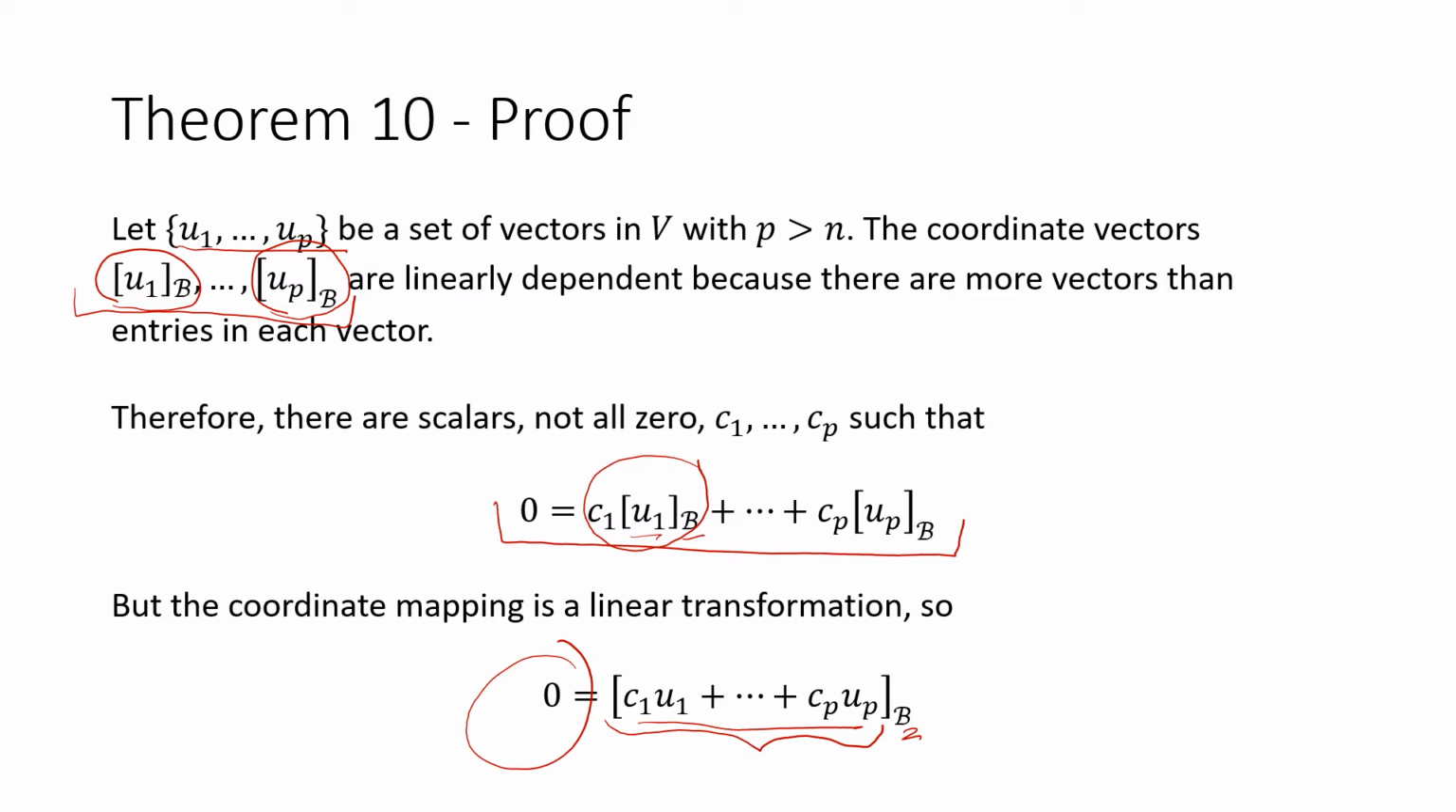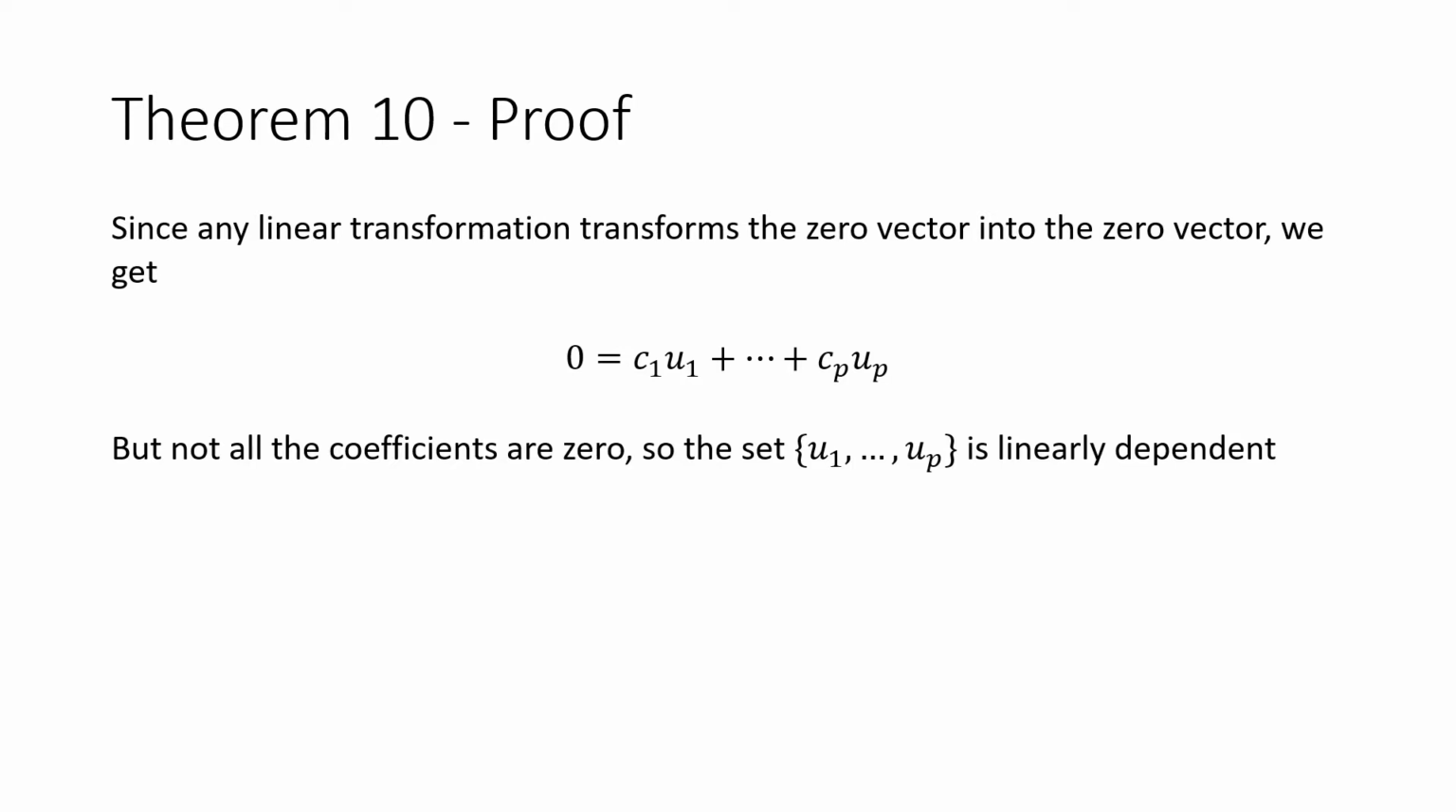So this step is using the properties of a linear transformation and knowing that this function is a linear transformation. One of the properties of a linear transformation is that it transforms the 0 vector into the 0 vector. So we get that 0 is equal to that. You also have to use the fact that it's onto here. So it's an isomorphism, so it's onto. It's 1-to-1.